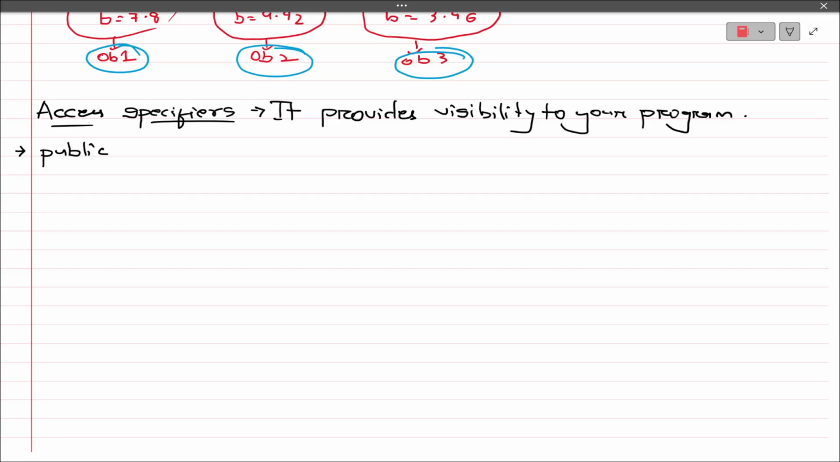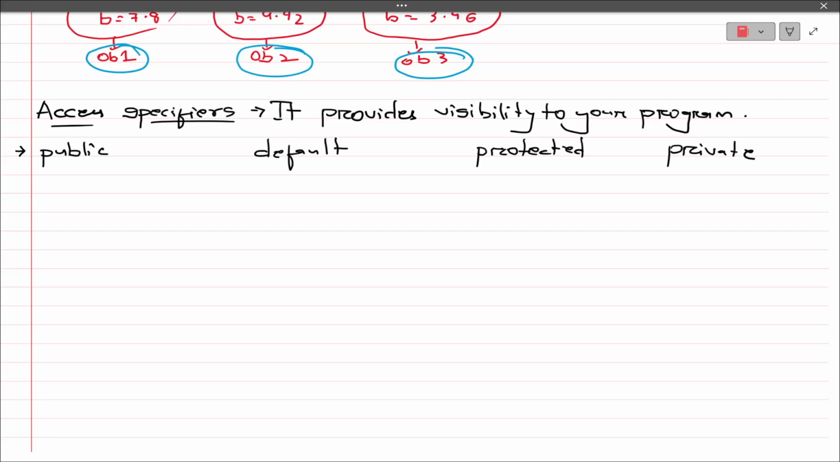So first is public, and the second is default. Let me give a small space. Third is protected, then at last we will be dealing with private. Why have I given it like this? Because I will be giving you the difference points. Okay, so first is public.